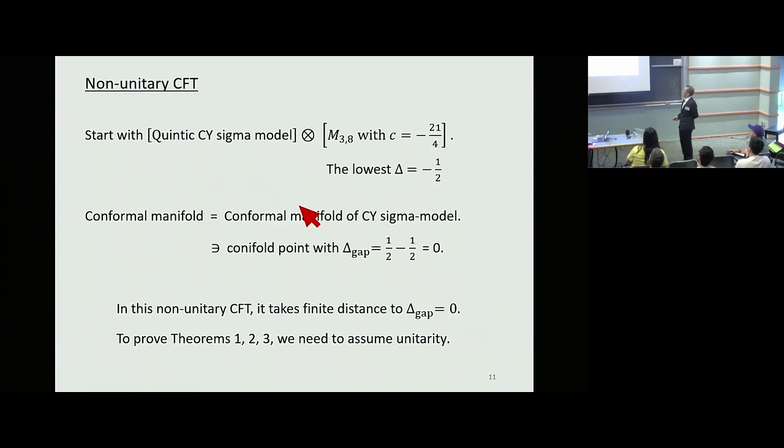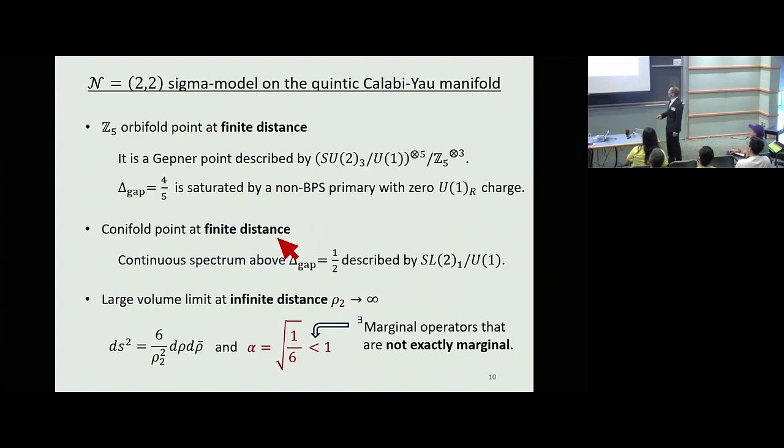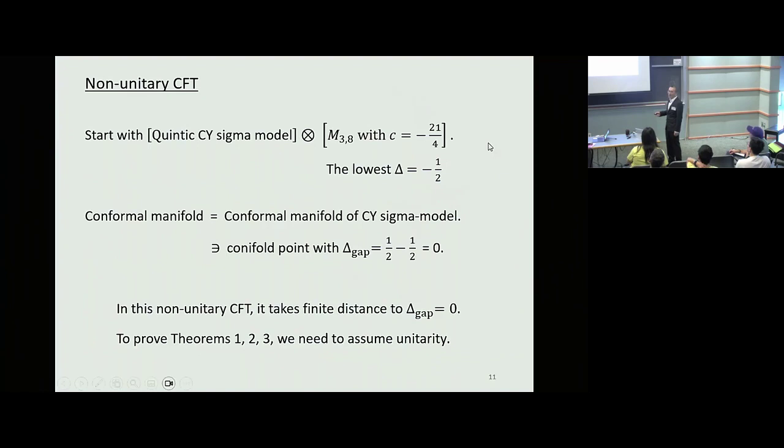And this contains a point where the conformal dimension vanishes, because this has a continuum that, as I said, goes all the way to 1/2 at the conifold point. And this has an operator of conformal dimension minus 1/2. So if you combine them, you get a gap which vanishes there, but it's at finite distance. So you might say that, well, this is a counterexample to our theorem. But this is a counterexample because this is a non-unitary theory. So you see that in order to prove this theorem, we have to use unitarity, okay? So these are the three examples that I wanted to mention.